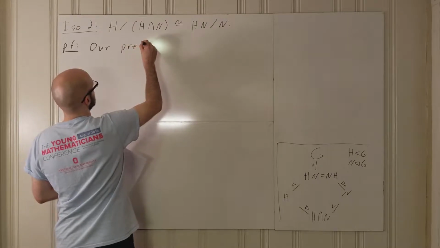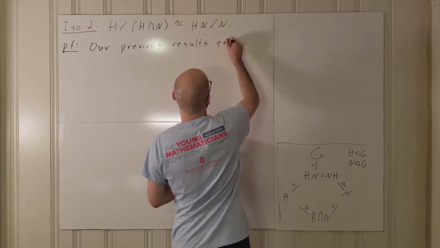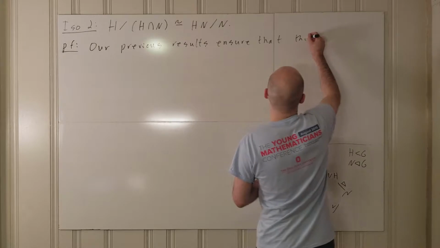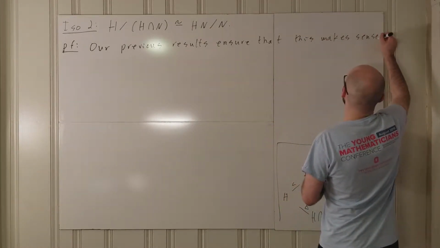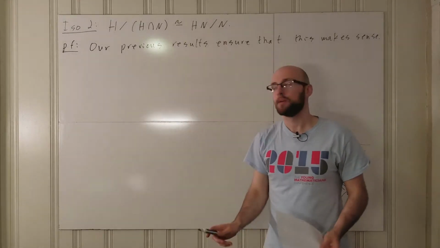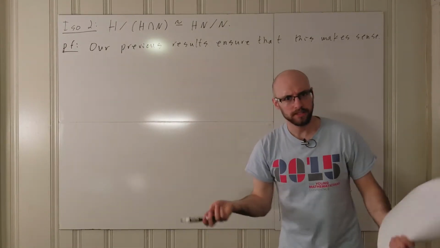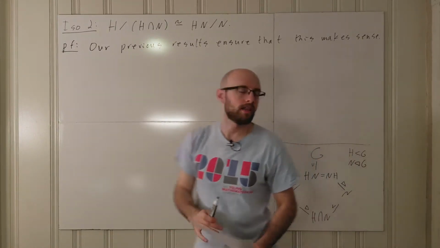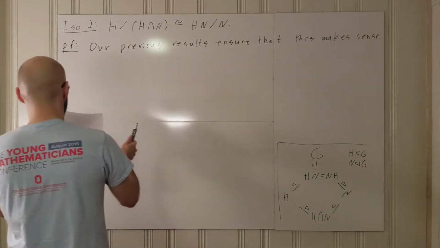Our previous results, and this is important, ensure that this makes sense. Because what we're saying is that these are group isomorphic, meaning that this is a group and this is a group. And these can only be groups if this is normal in here and if this is normal in here. And that's exactly what we proved last time.